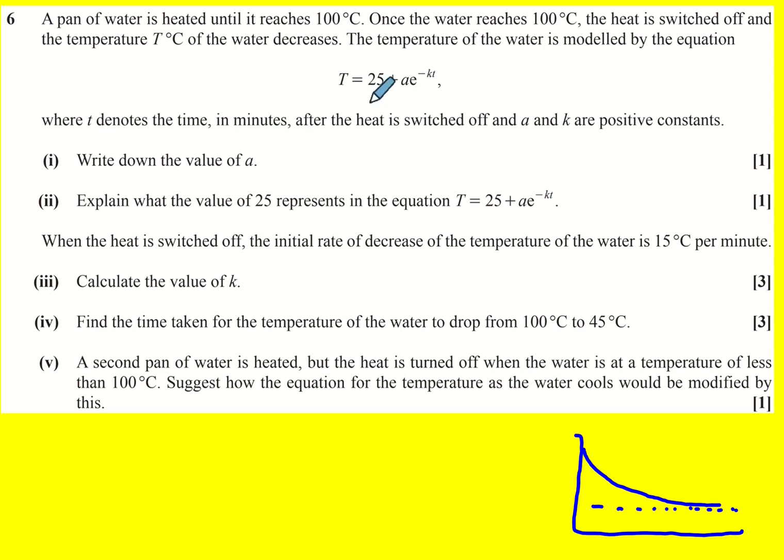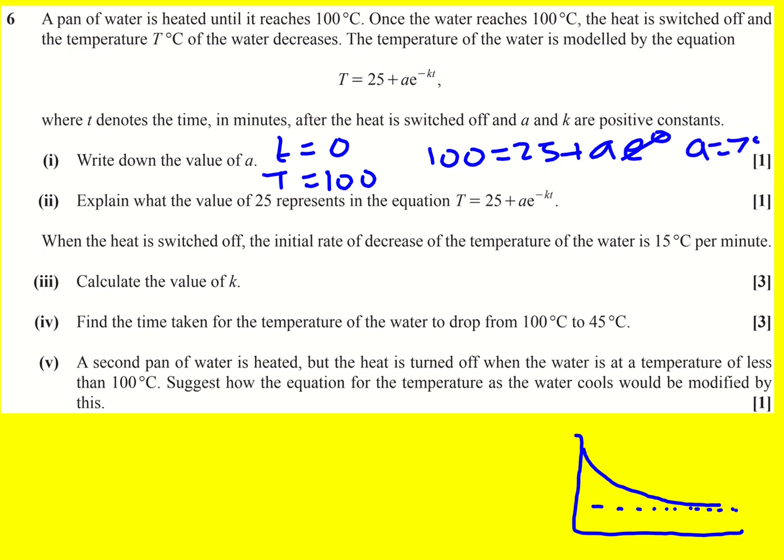Write down the value of a. Well, that's when t is 0, little t is 0, capital T is 100. So I can just substitute these in, and I'm going to get that 100 equals 25 plus a e to the 0. E to the 0 is just 1, and so I can see I'm going to get a equal to 75.